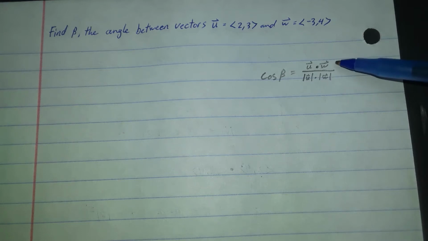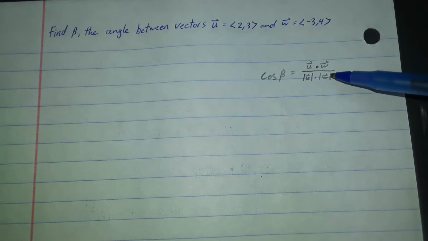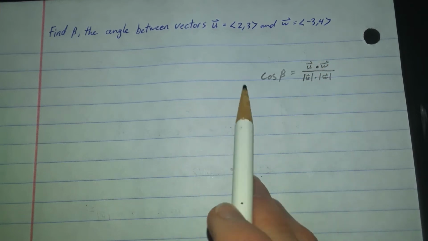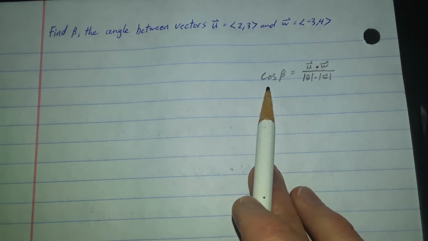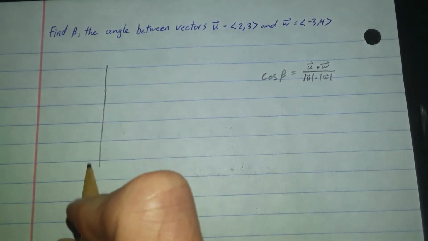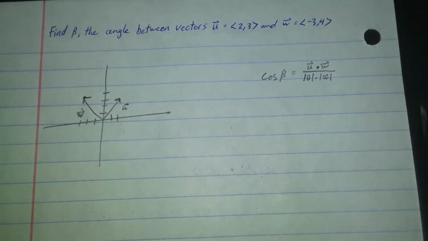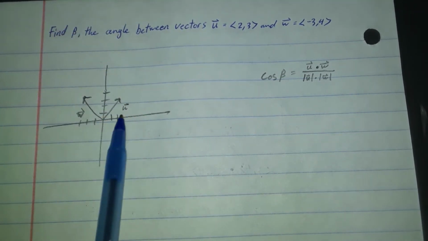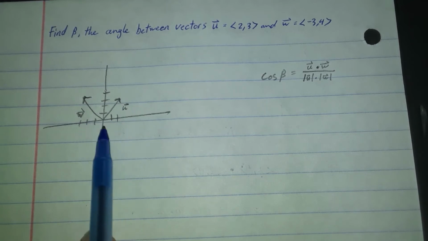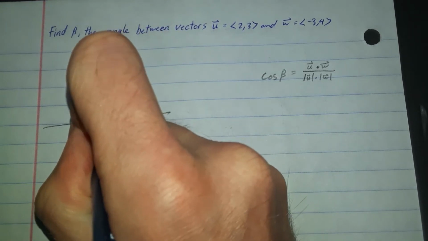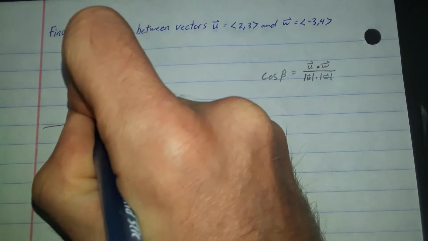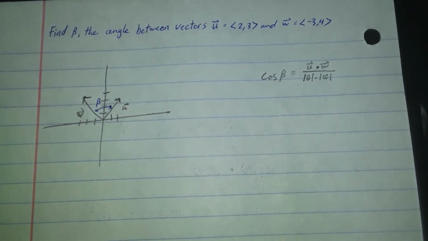So we need to be very careful about how we move through this formula and do the right operations in the right places. Before I get started into doing this, I'd like to sketch, first of all, what these vectors look like and exactly what we're looking for with this angle beta. Alright, when we look at our sketch, we have vector u over here, vector w over here. We're trying to find this angle in here. This is our missing angle.